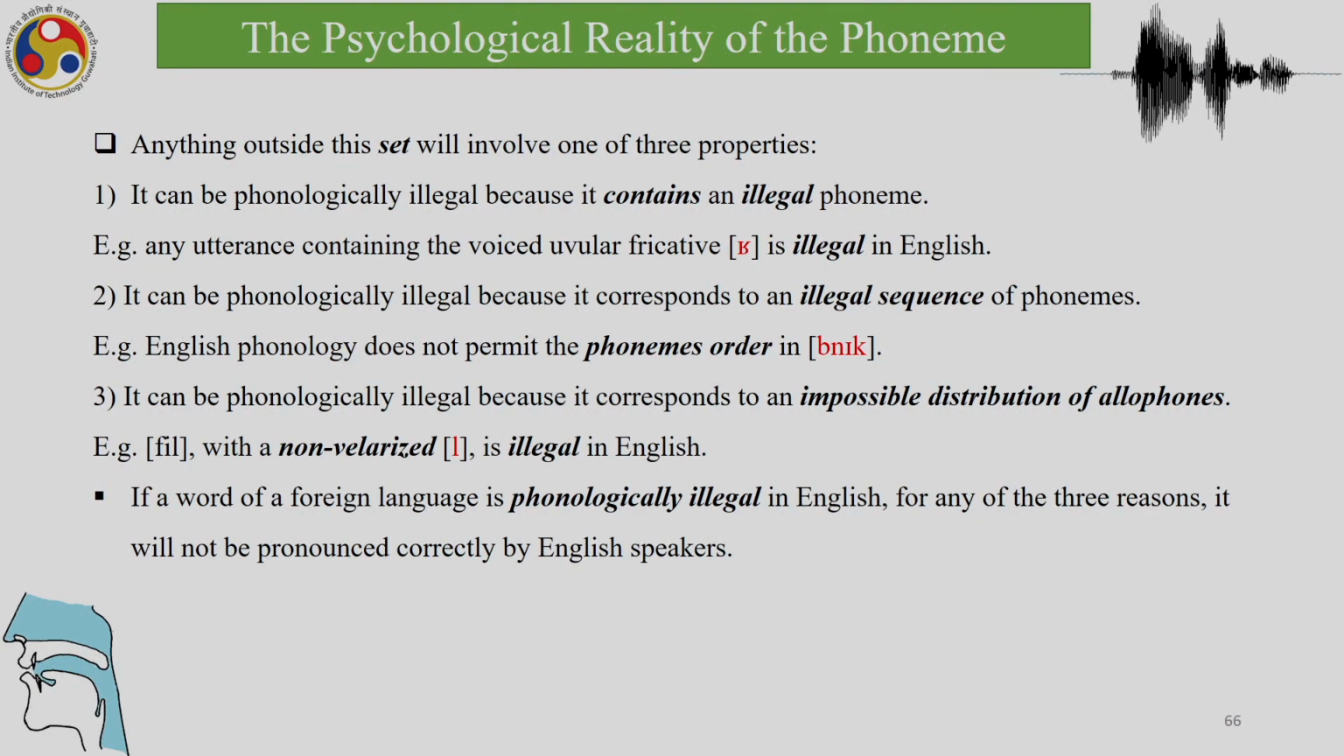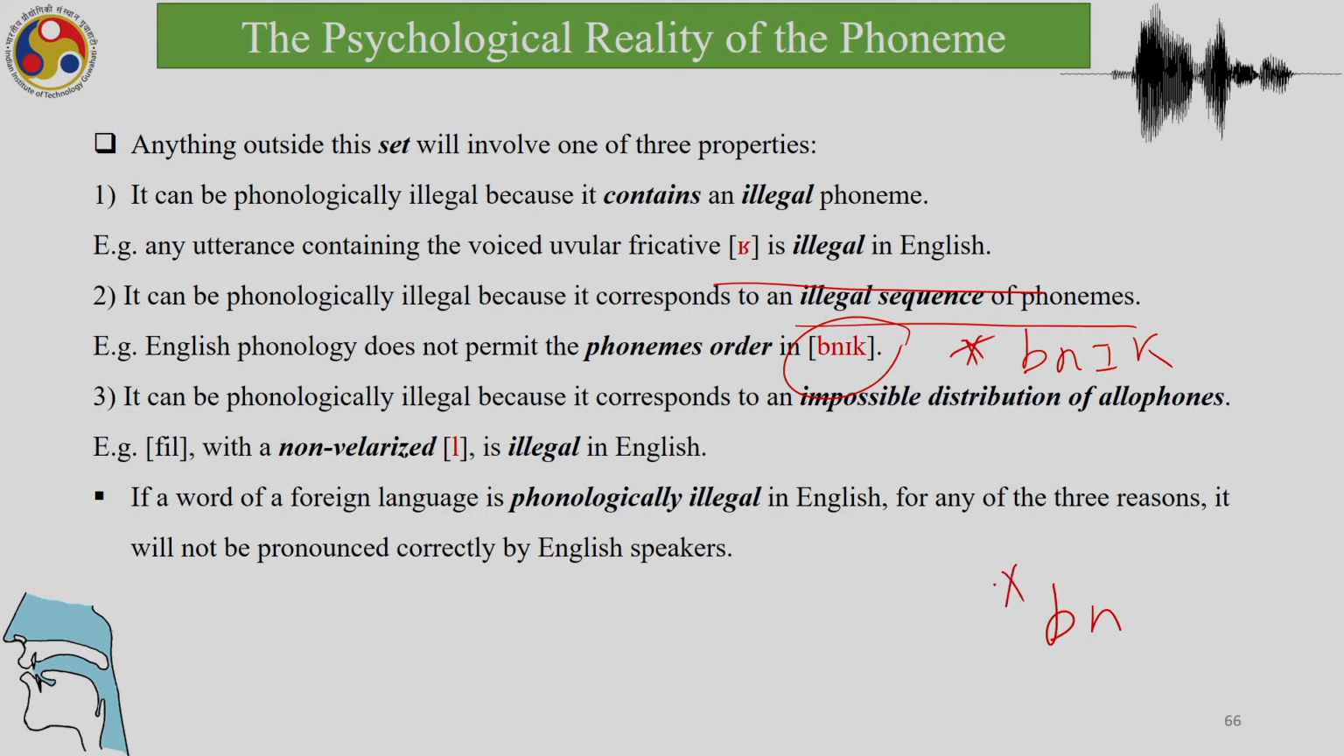Anything outside this set will involve one of three properties, as we just said, though there could be other innovations. It can be phonologically illegal because it contains an illegal phoneme. Any utterance containing the voiced uvular fricative is illegal in English because that never occurs in English. It can be phonologically illegal because it corresponds to an illegal sequence of phonemes, which is not allowed in English phonology. English phonology does not permit the phonemes in certain orders. So this is not possible in English, this is illegal in English.